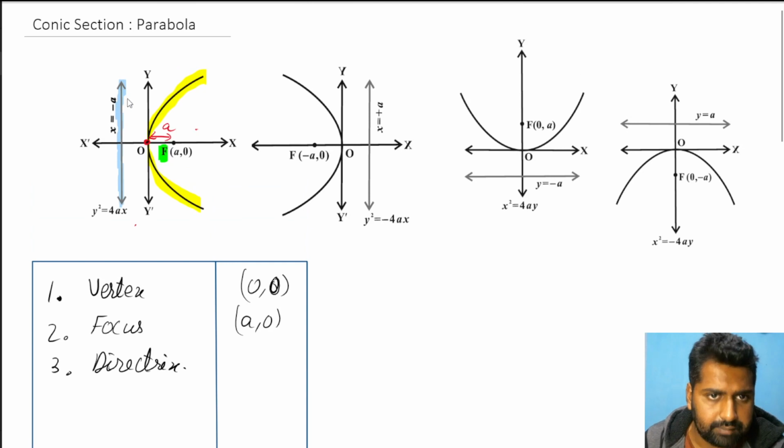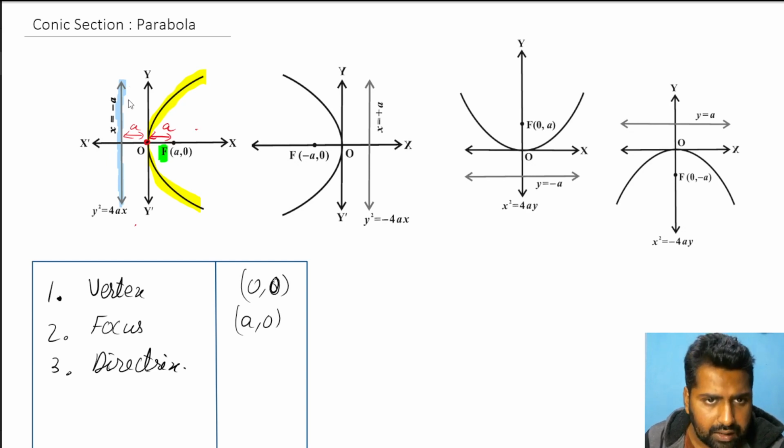So this line that I was talking about, you consider any point, so distance from focus and distance from this line. That line is known as the directrix. Again, the directrix is also at a distance from the origin, just like the focus. If the focus is on the right, the directrix has to be on the left. If the focus is on the left, the directrix has to be on the right.